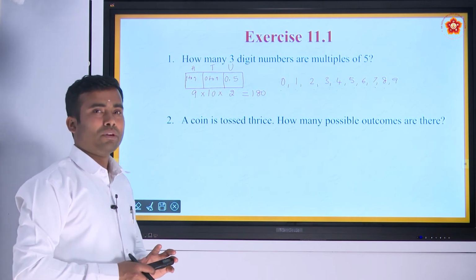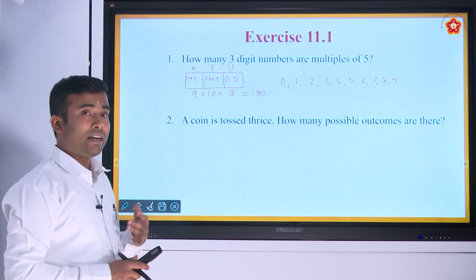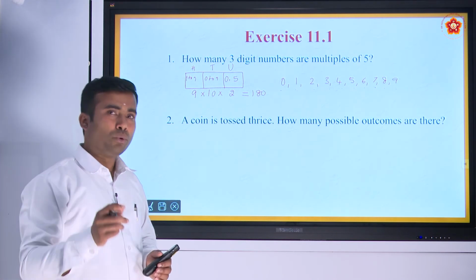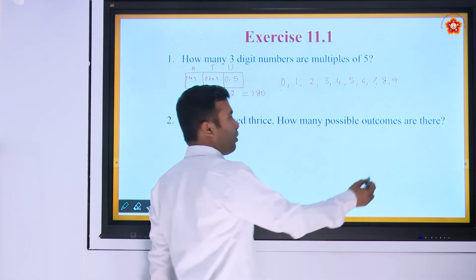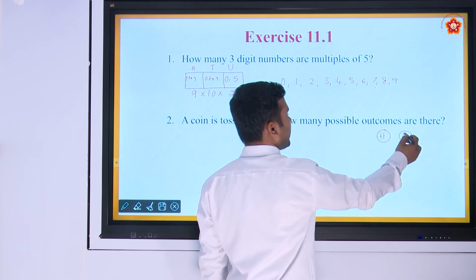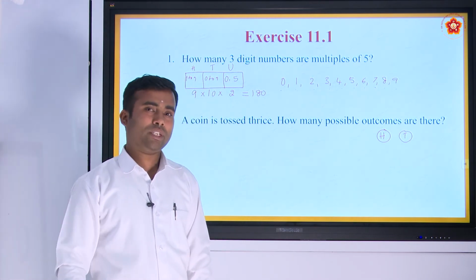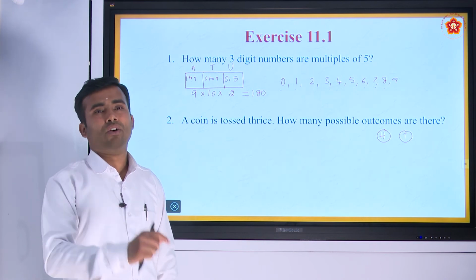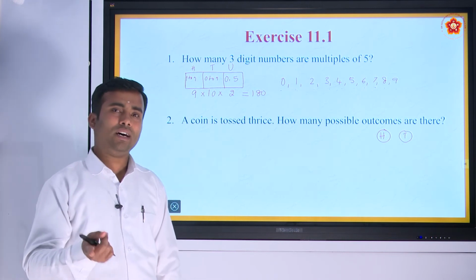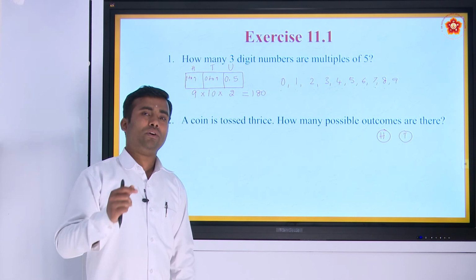Let us take one more problem. A coin is tossed thrice. How many possible outcomes are there? You have a coin with a head or a tail. One face has a head and the other is a tail. So there are 2 possibilities if you toss a coin once: one is head, the other is tail. Here we are tossing a coin 3 times.